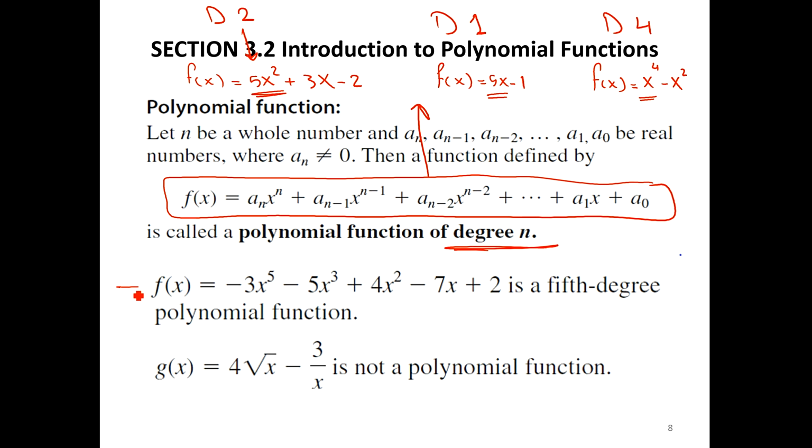So look at this example. This is a polynomial, yes. Why? Because we have x to the power 5, x to the power 3, x squared, x, all powers positive. So what's the degree of this polynomial? This is equal to 5 because we have the highest exponent equal to 5. So this is a polynomial function with degree 5.